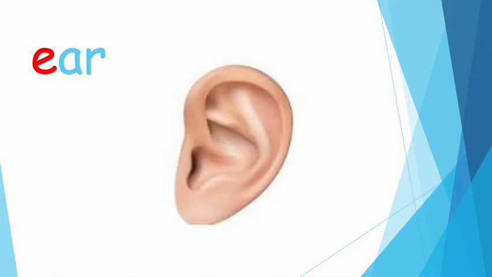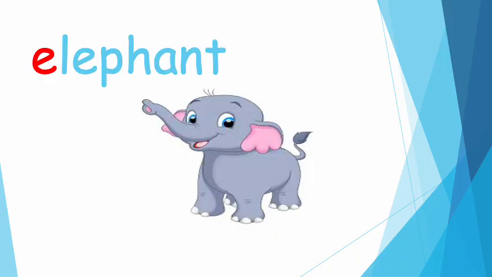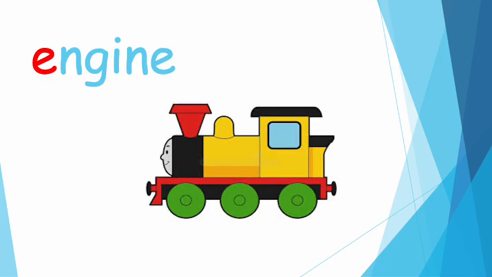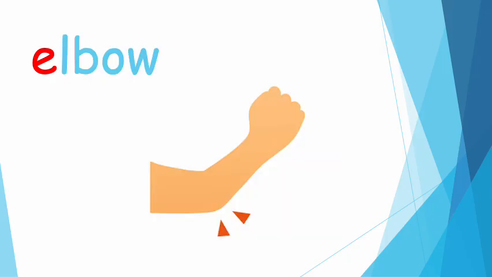Now we learn some words that start with the alphabet E. Now say with me. E ear, E egg, E elephant, E engine, E eye, E elbow.